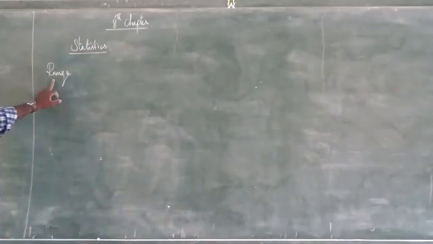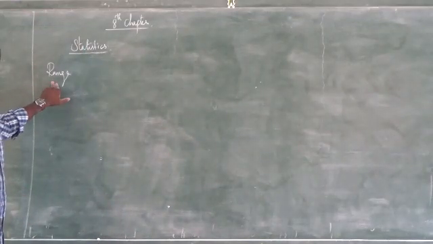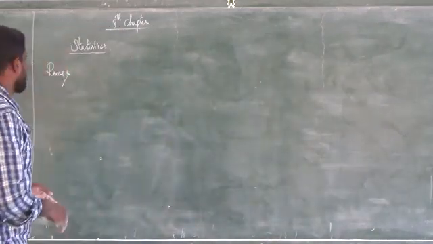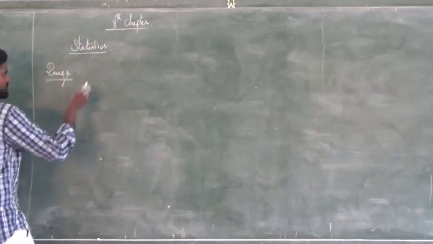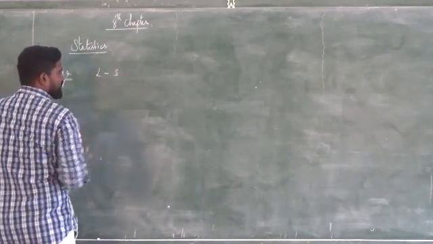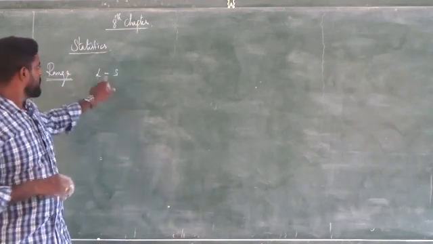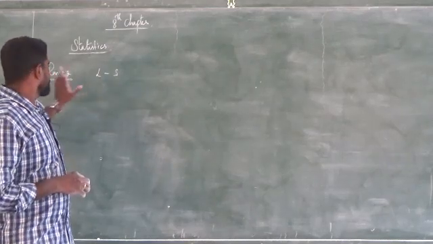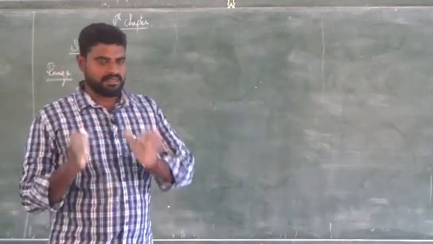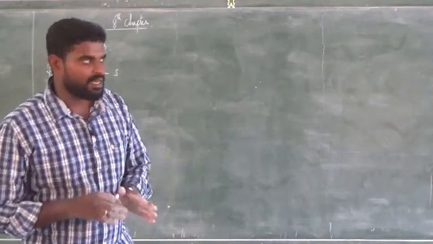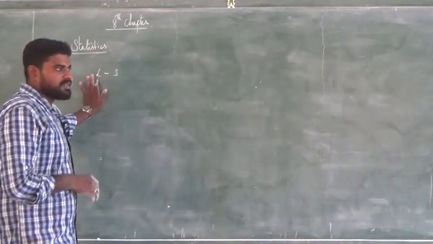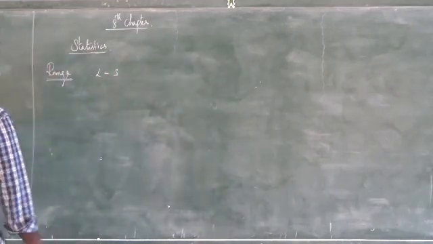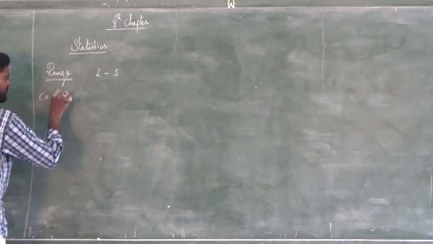First we will know what is range and what is coefficient of range. If the data is given, if you want to find out range, the formula is largest value minus smallest value. L means largest and S means smallest value. From the data you should find out what is the largest value and what is the smallest value. Both we need to subtract. So that is range. Then coefficient of range.